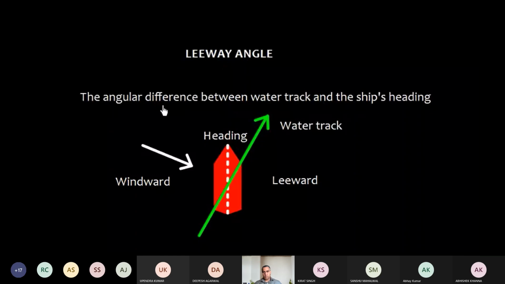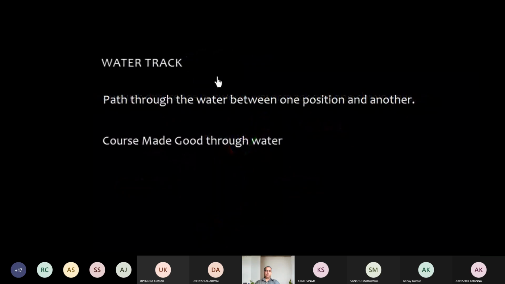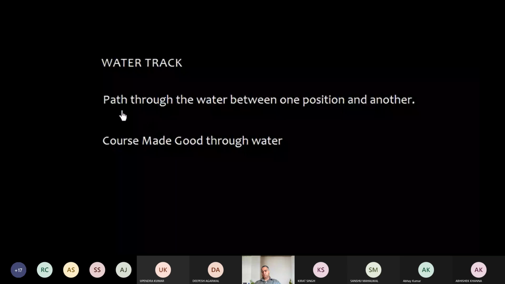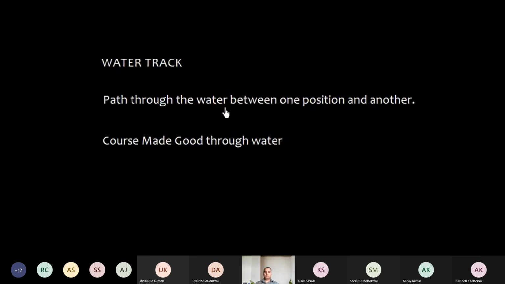Leeway angle. This is the angular difference between a water track and the ship's heading. Suppose this is the vessel and this direction is the heading. And this is the water track. So the angle will be called a leeway angle. Now, what is water track? Well, this is the path through the water between one position and another. Or simply we can say that this is course made good through water.